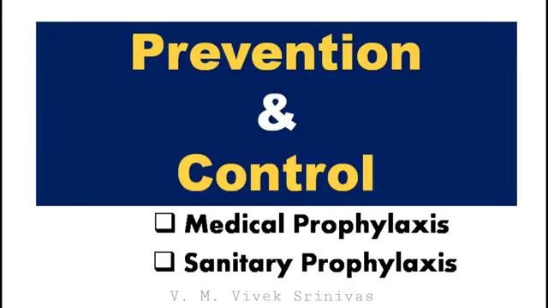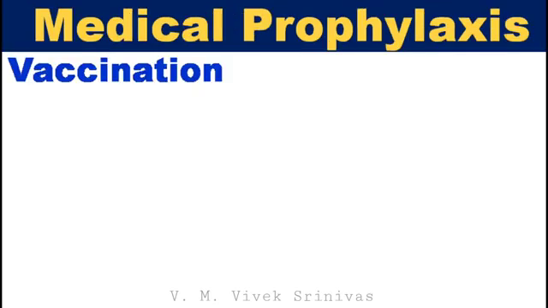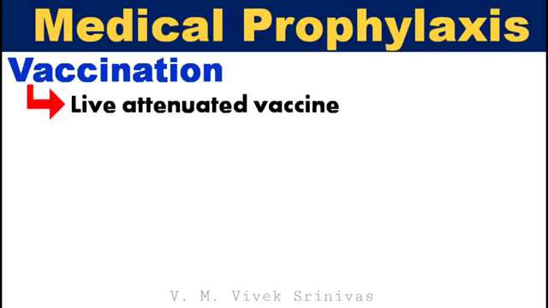Prevention and control. Two ways are followed. One is by medical prophylactic method, and the other is by sanitary prophylactic method. First we will discuss medical prophylaxis. By vaccination, by using live attenuated vaccines.